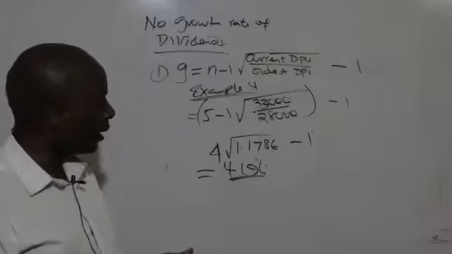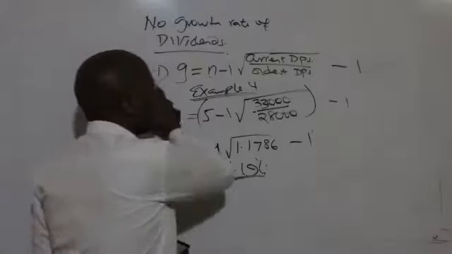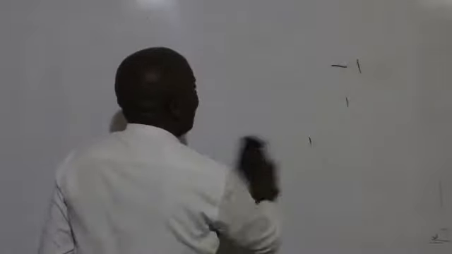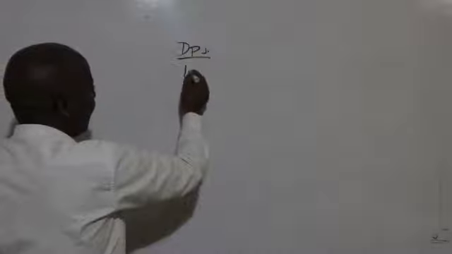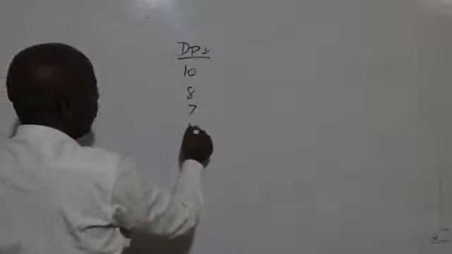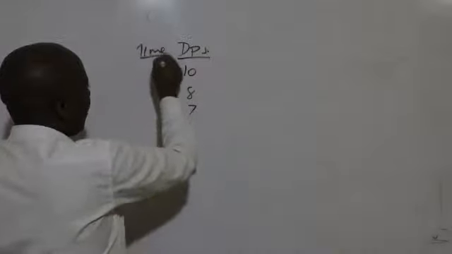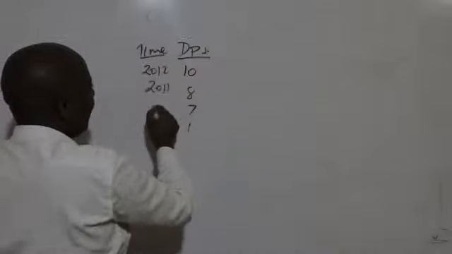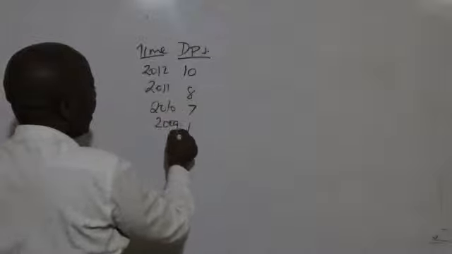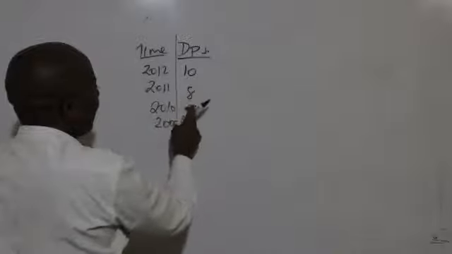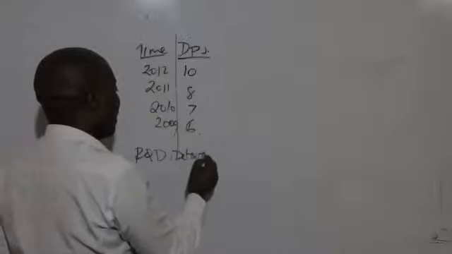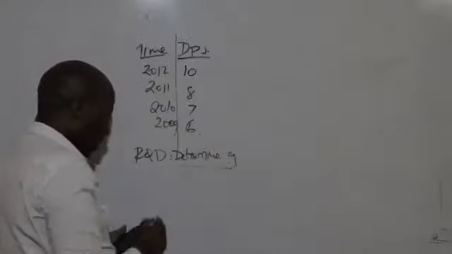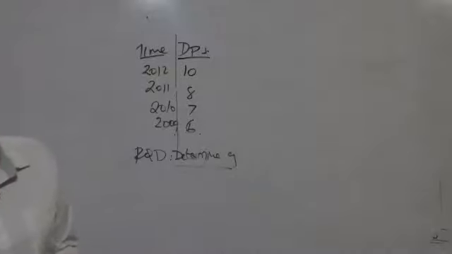That is example 4. Now, ladies and gentlemen, on this graph, you will get this kind of situation where the examiner gives you DPS. So we have 10, 8, 7, 6, and we have time here: 2012, 2011, 2010, and 2009. The examiner will come and tell you to determine the growth rate of dividends. Let me give you 1 minute to try that.